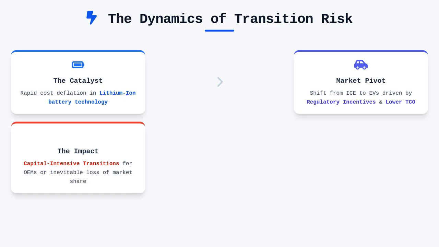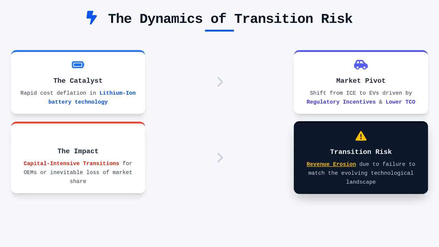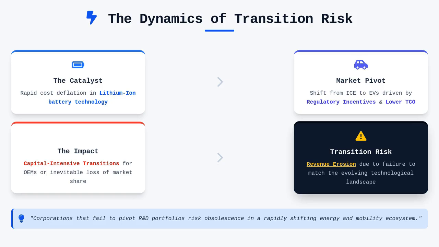Consequently, corporations that do not pivot their research and development portfolios toward these emerging technologies inevitably see their market share decline. This is the essence of transition risk: the erosion of revenue due to an inability to match the changing technological landscape of the broader market.